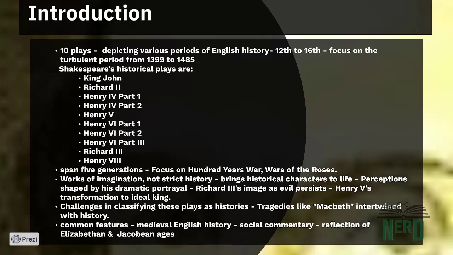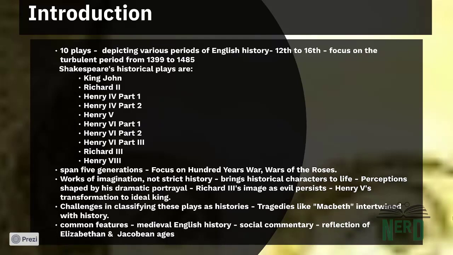In chronological order of setting, Shakespeare's historical plays are King John, Richard II, Henry the Fourth, Part 1 and Part 2, Henry the Fifth, Henry the Sixth, Part 1, 2 and 3, Richard the Third, and Henry the Eighth.